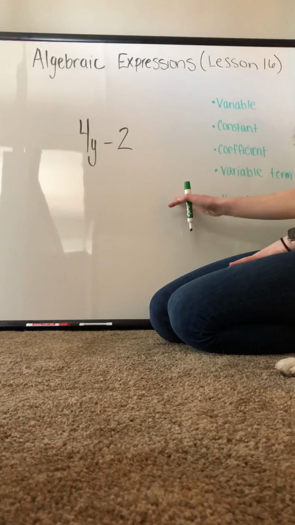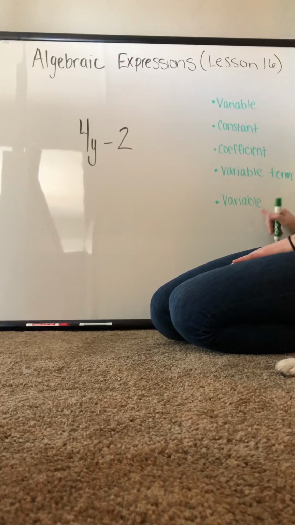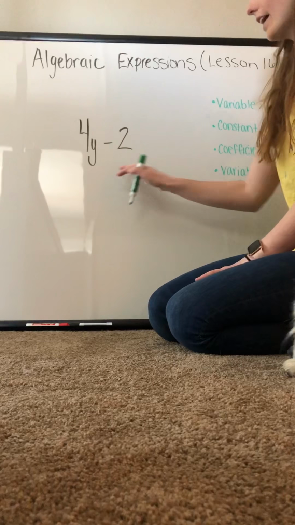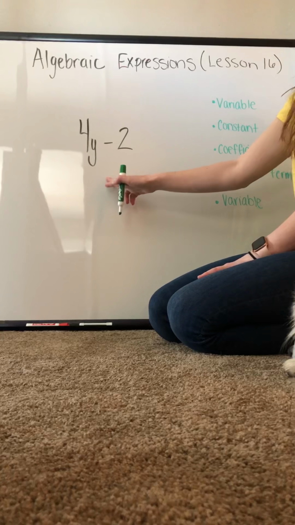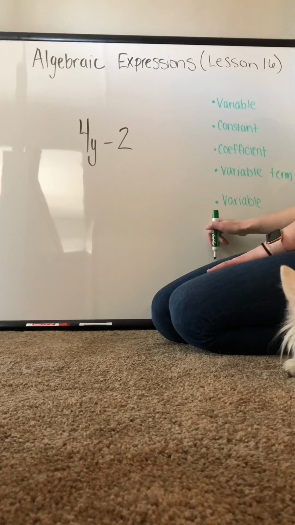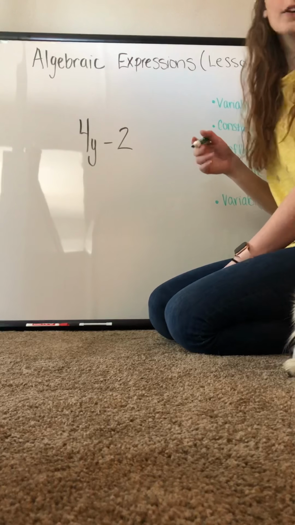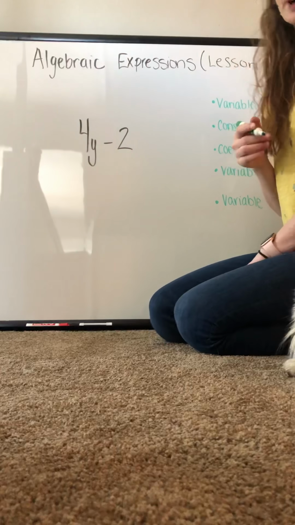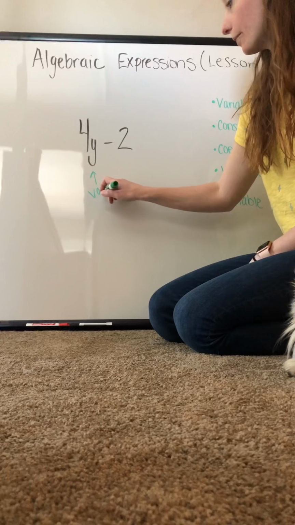In this case, we're going to go over the terms variable, constant, coefficient, variable term, and term. In this expression right here, I have 4y minus 2. And in order to identify each part of the expression, I need to know these vocab words. So the first one is a variable. Now, a variable is a letter that stands for an unknown number. So in this case, y is our variable.